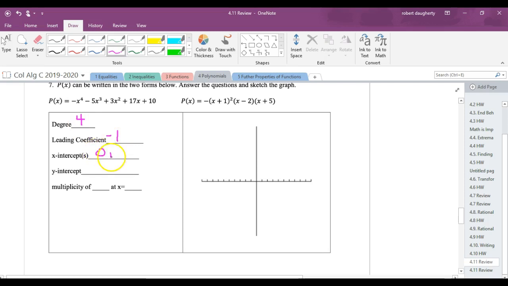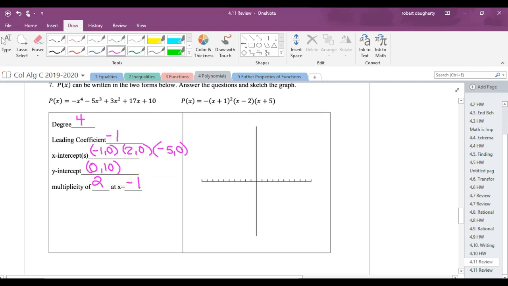The x-intercept is... excuse me, back up. That was the y-intercept. The y-intercept is (0, 10). The x-intercepts are (-1, 0), (2, 0), and (-5, 0). There is a multiplicity of 2 at x equals -1.